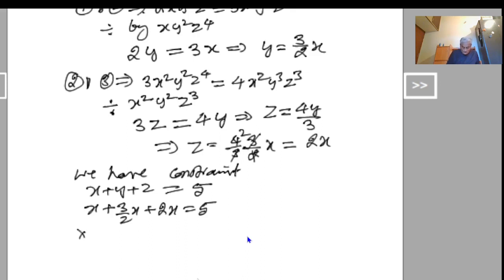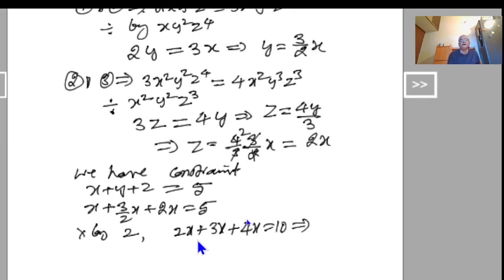And if I multiply this by 2, we get here 2x plus 3x plus 2 into 4x is equal to 10. This implies 2x plus 3x is 5x, 5x plus 4x is 9x. 9x equal to 10, or x equal to 10 by 9. Okay, x equal to 10 by 9. Then what is y?